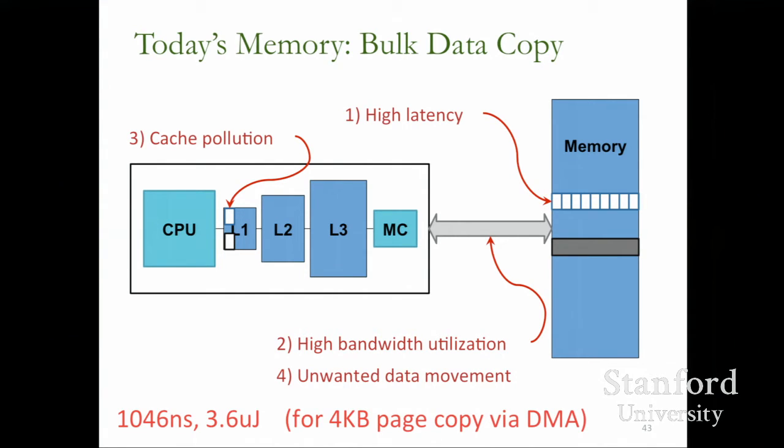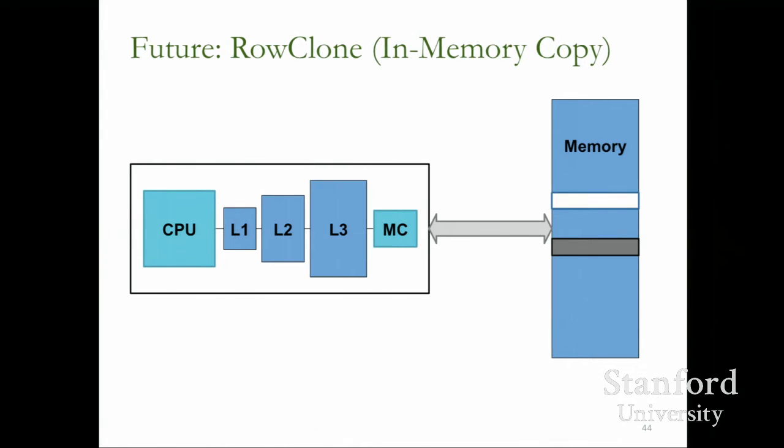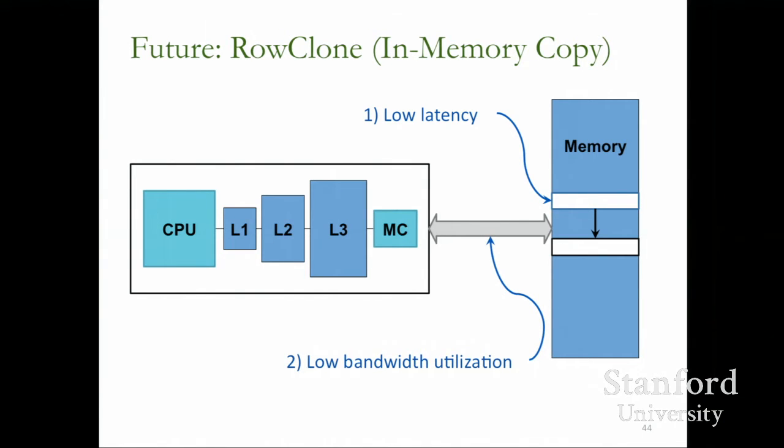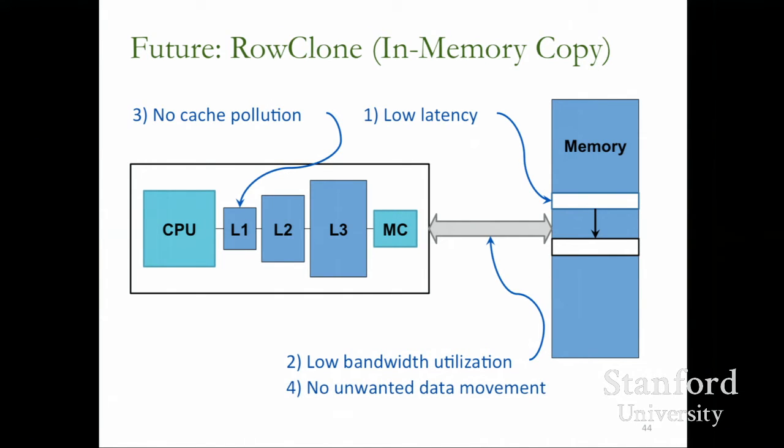and 3.6 microjoules. Now, wouldn't it be nice if we had the option in the system to tell the memory to do this, and the memory doesn't bother anyone else? This would be low latency, because I'm going to give you a mechanism, multiple mechanisms actually. This will cause no bandwidth utilization on the data bus, which is a major bottleneck. This would cause no cache pollution, but you could eliminate that if you want today. And this causes no unwanted data movement, so it saves energy. And I'm going to show you a mechanism which, in the best case, reduces this 1,046 nanoseconds for a 4 kilobyte copy to 90 nanoseconds, and the 3.6 microjoules to 0.04 microjoules.